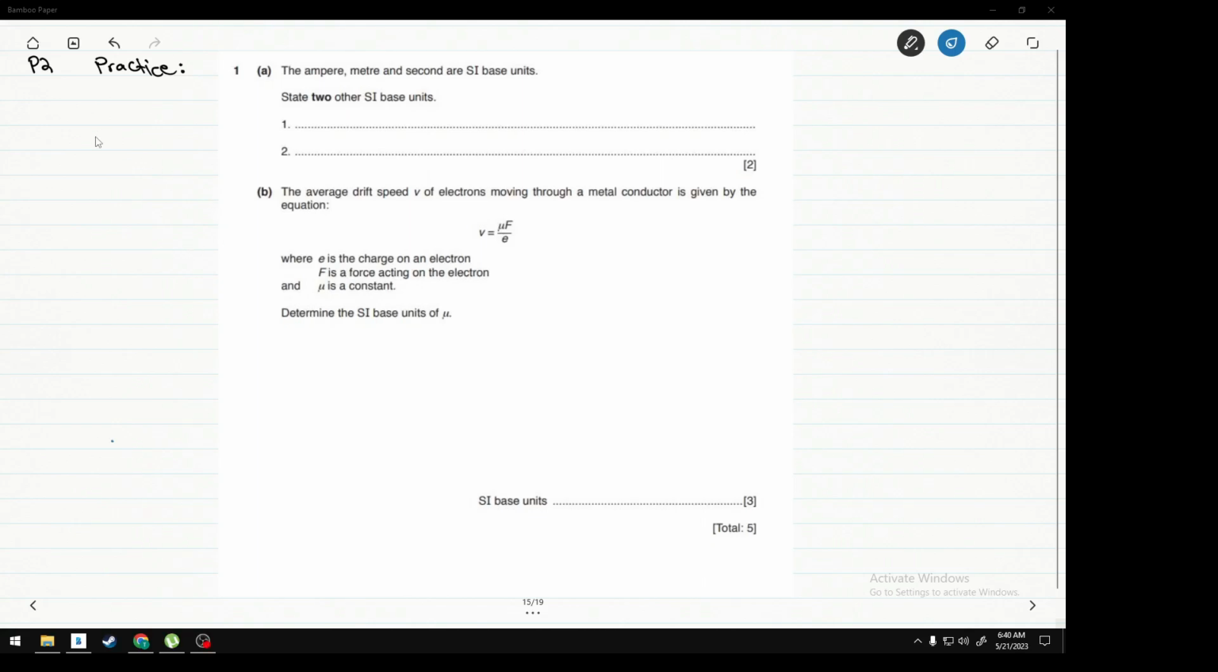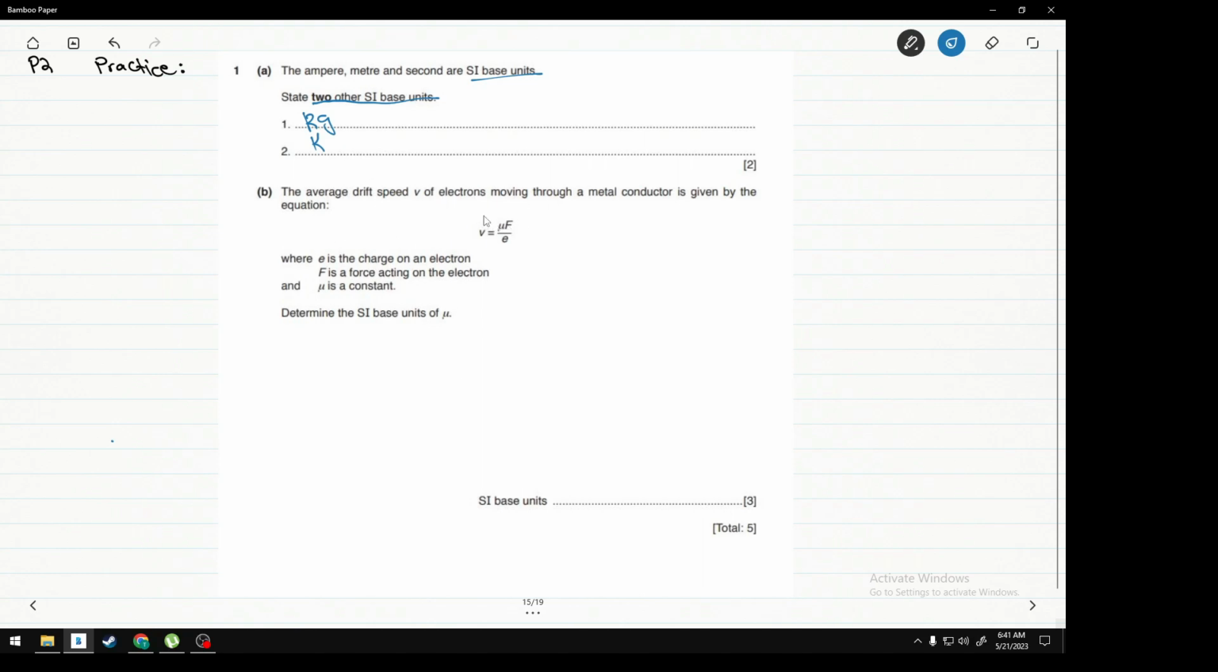Okay, so in this video, we're going to be practicing P2 questions. So let's begin. The first part says that ampere, meter, and second are SI base units. Yes, we studied this. State two other SI base units. So this is easy. kg. And what is the fifth one? Kelvin. You can write the full form too.